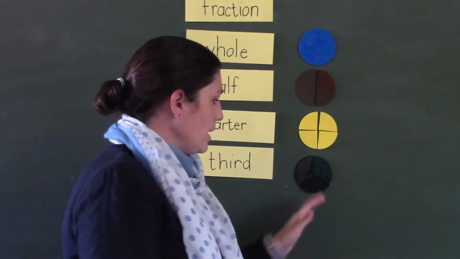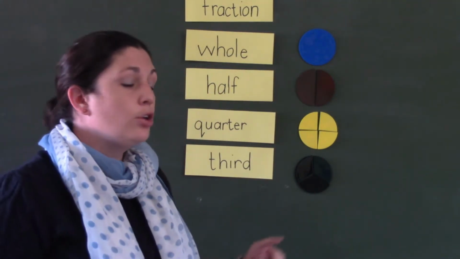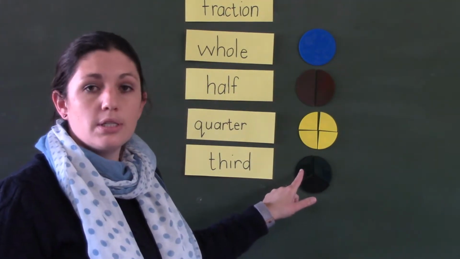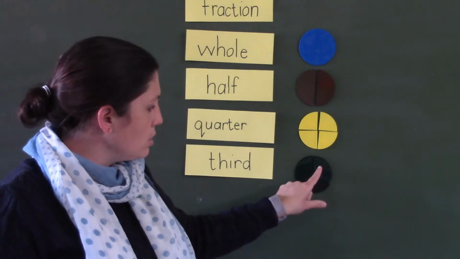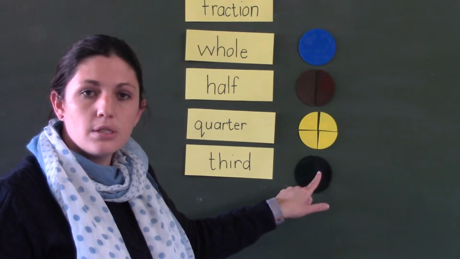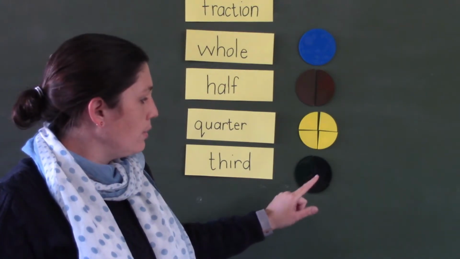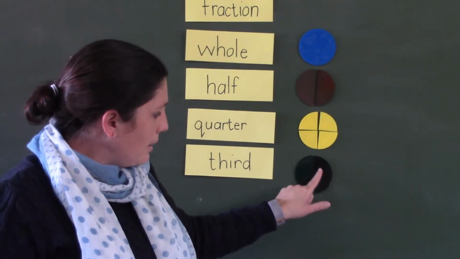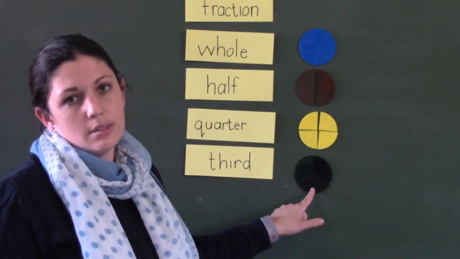And if you're going to share something between 3 people, you're going to cut it into 3 equally sized pieces, and each piece is going to be called 1/3. Okay, 1/3 of the pizza is 1 out of the 3 pieces.